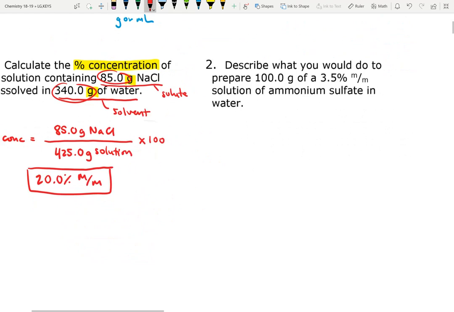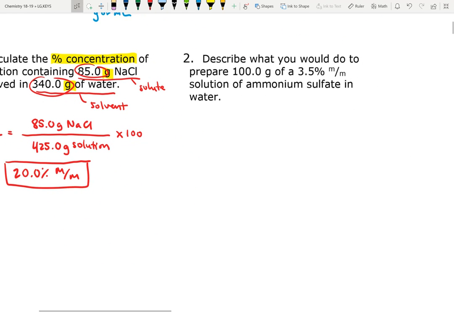Number two is more of a describe-what-you-would-do question. So it's a little more of a short answer, but it does give us the recipe here to make a 3.5% mass by mass solution. Well, what does that mean to us? What does 3.5% mass by mass mean?